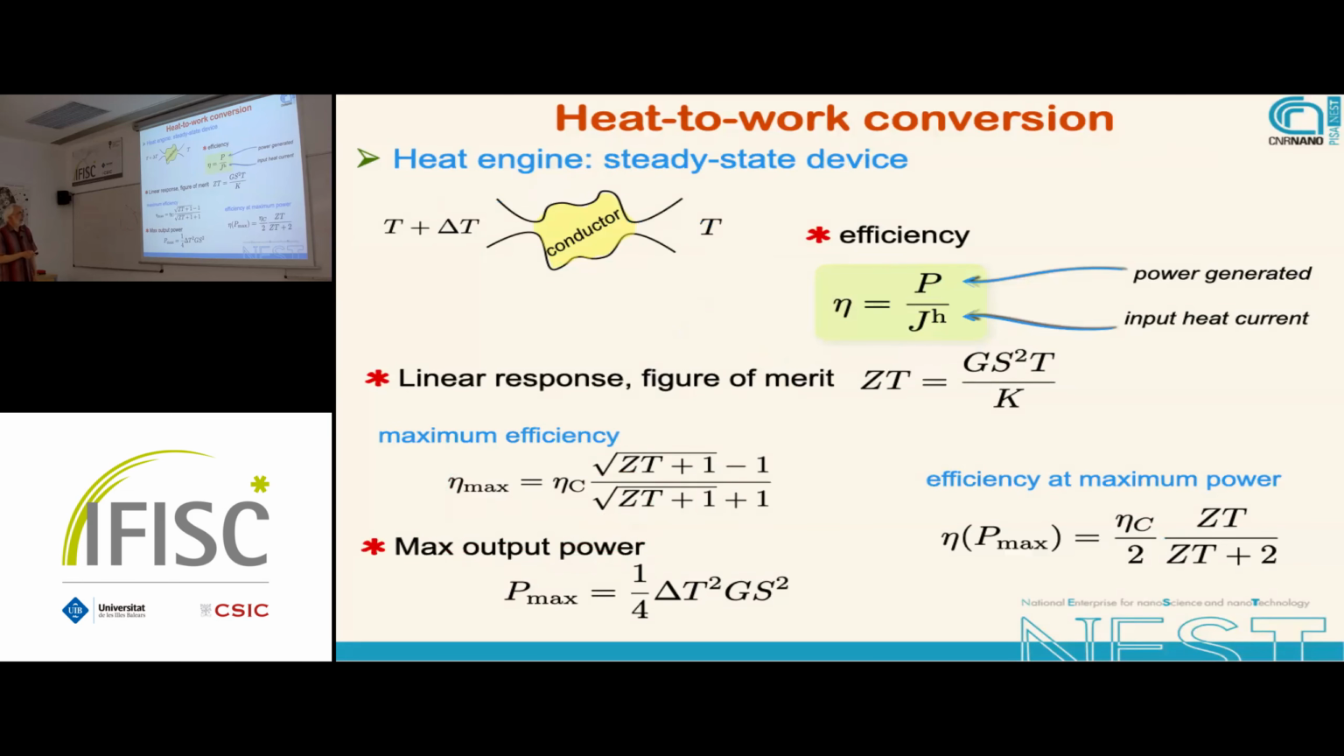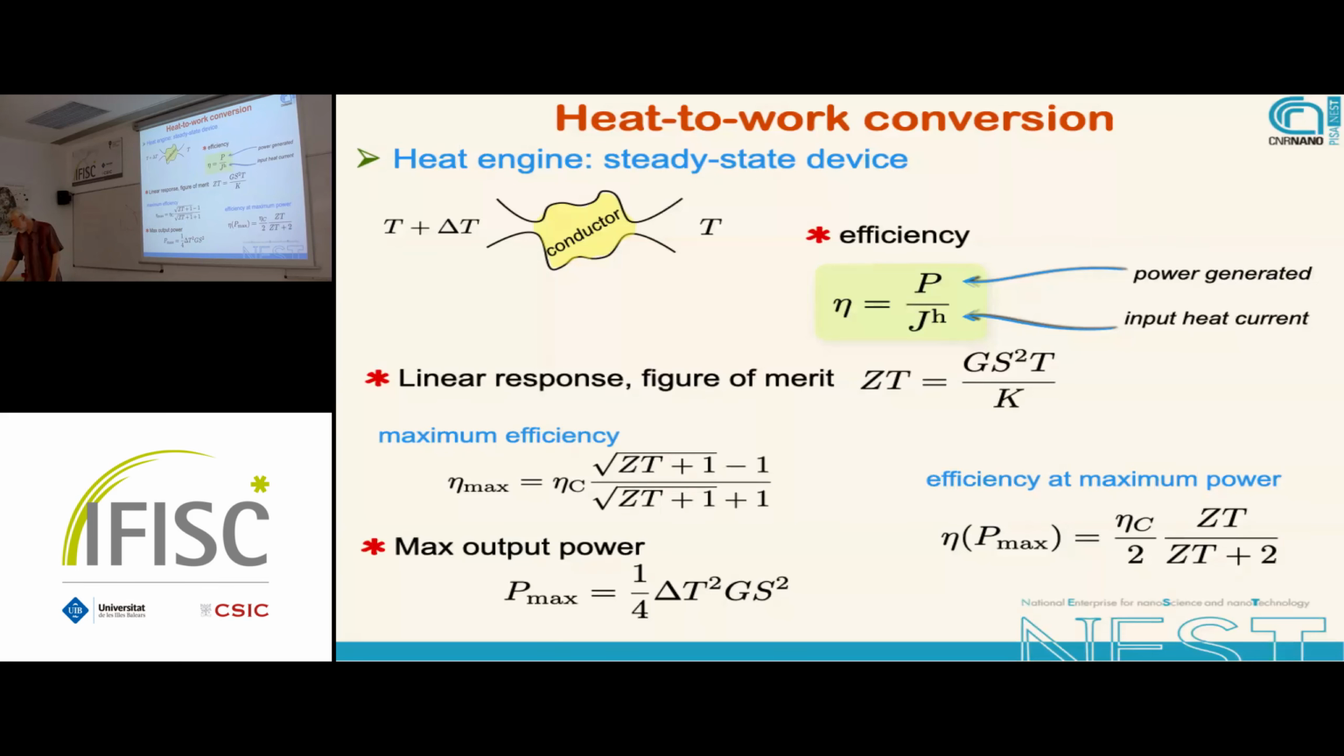And this expression here is just in terms of ZT plus 1, square root, and all the rest. And you can also characterize the maximum output power, which is written in terms of conductance, G, thermal power squared, and also the efficiency at maximum power.